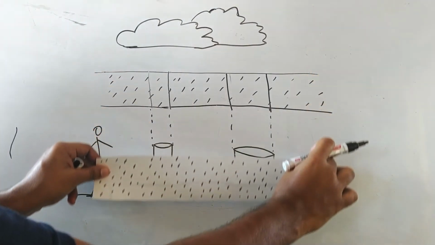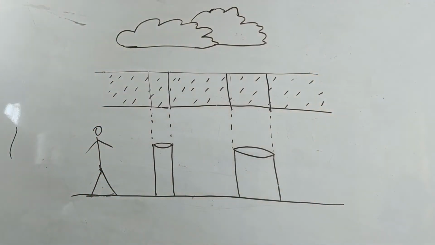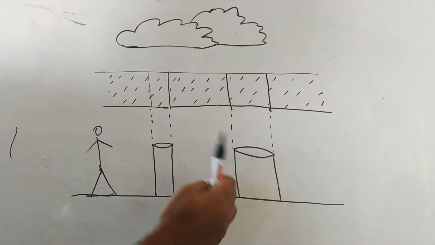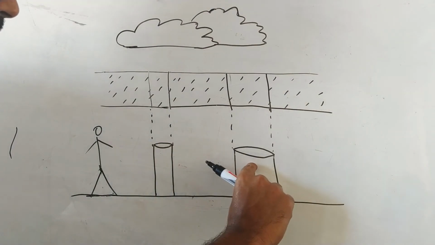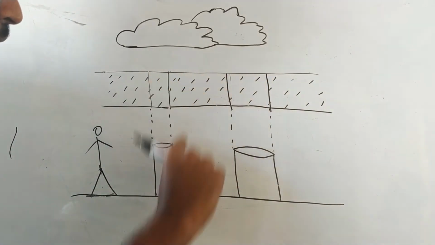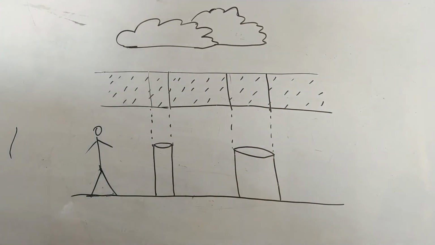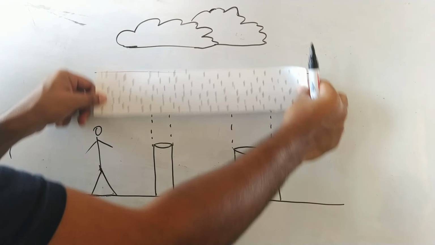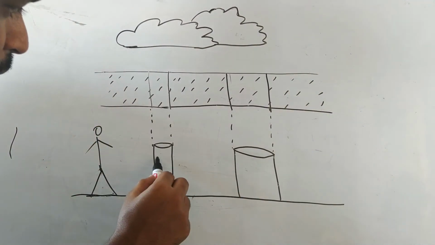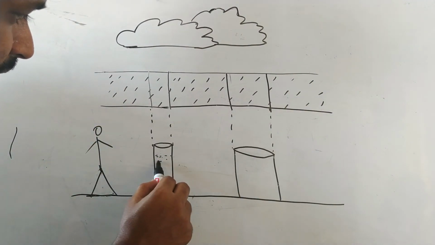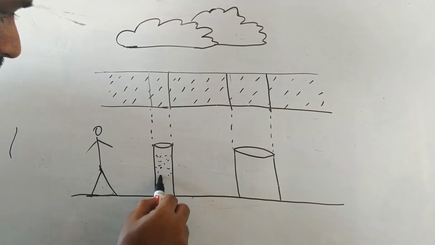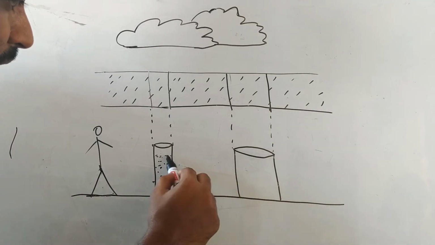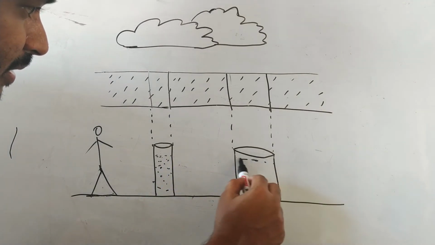So it falls down, and after that it stops raining. So you can see that the level of water will be the same in both these containers. If the water level is this much, the water level will be the same in both these containers.